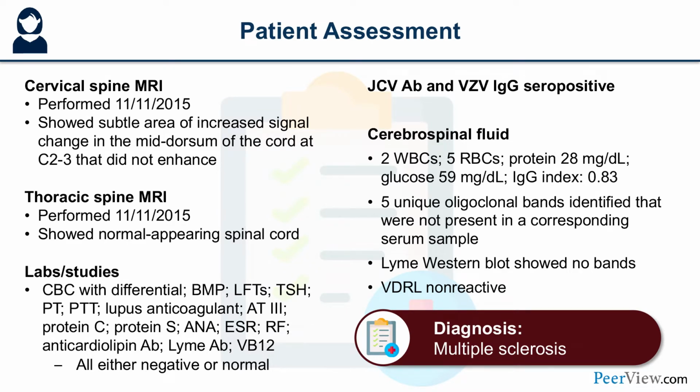She undergoes a lumbar puncture and is found to have 2 white blood cells, 5 red blood cells, protein of 28, glucose of 59. The IgG index is elevated at 0.83, and she's got 5 unique oligoclonal bands that are not present in a corresponding serum sample. Lyme Western blot showed no bands, and the VDRL is non-reactive. She is diagnosed with multiple sclerosis.